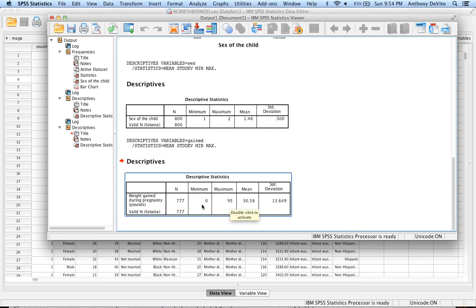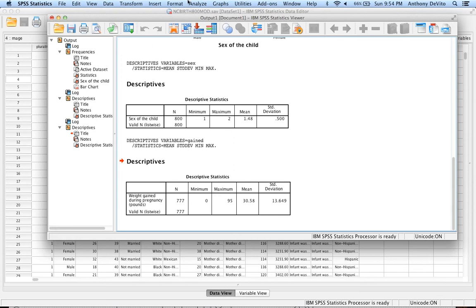Somebody had no weight gain during pregnancy, seems unusual, right? 95 pounds weight gain during pregnancy. That sounds like it's probably an error, right? Some data error. Okay, and there's the average weight gain. There's a standard deviation for the weight gain. It gave me a basic set of descriptive statistics. Didn't give me all of the ones that we asked for.